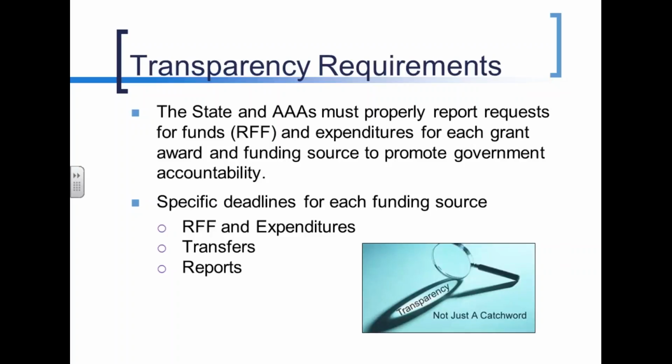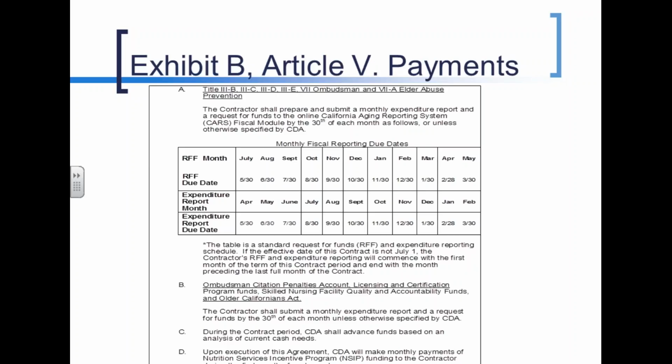That means that the state and all AAAs must report the information, the funds, so the requests for funds, and expenditures for each of the grant awards to promote the government accountability. Today we're going to specifically discuss the deadlines related to that, which would be the request for funds, expenditure reporting, any transfer allowances, which are more in the area plan, and then all the reports that are tied to that. Give it to June so she can kind of go over what's included in the contract.